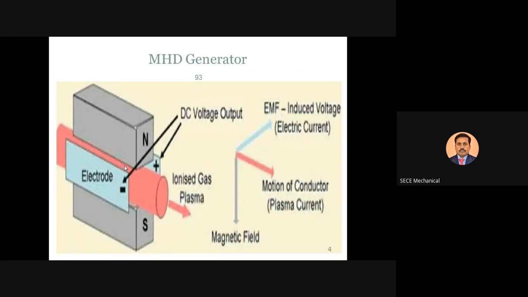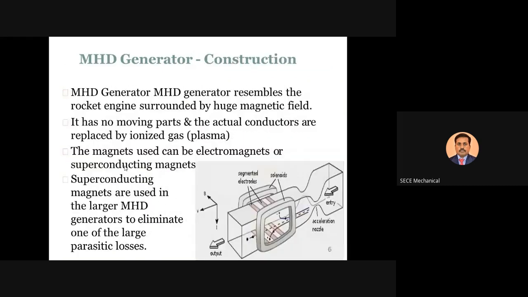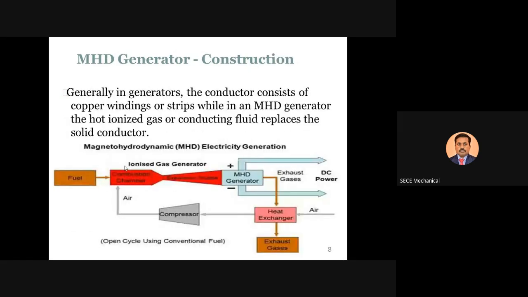So the components we discussed, that is magnet, electrodes and plasma ionized gas, are required to generate the power. According to Faraday's law, we can produce the power. So what are the important components for producing ionized gas? We need a compressor, a heat exchanger device and a fuel supply system.